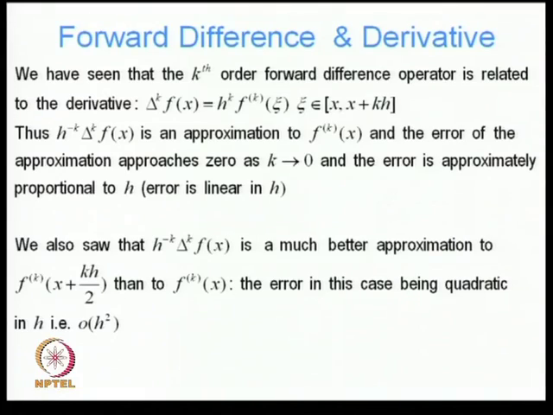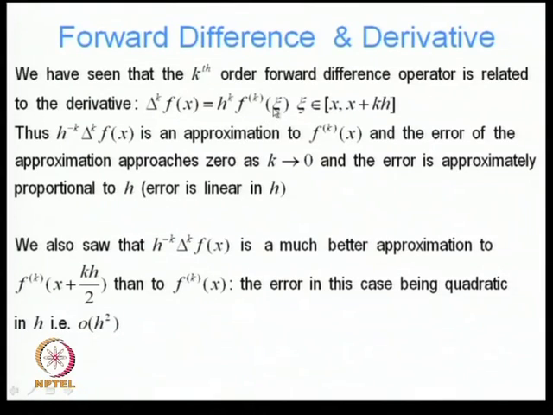Last time we looked at the forward difference operator and found a relationship between it and the derivative. We found that the kth order forward difference operator is related to the kth derivative of a function through this relationship. Thus h to the power minus k delta k f of x is an approximation to f k of x. It is an approximation. Why?